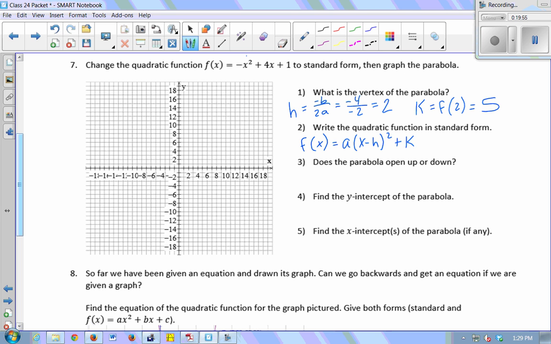Okay, so that's the standard form, a times x minus h squared plus k. A is the same, so in this case, a is negative 1. So I just put a negative outside. X minus 2, because the minus is part of the formula. I just replace the h with a 2, and then plus 5, plus k.